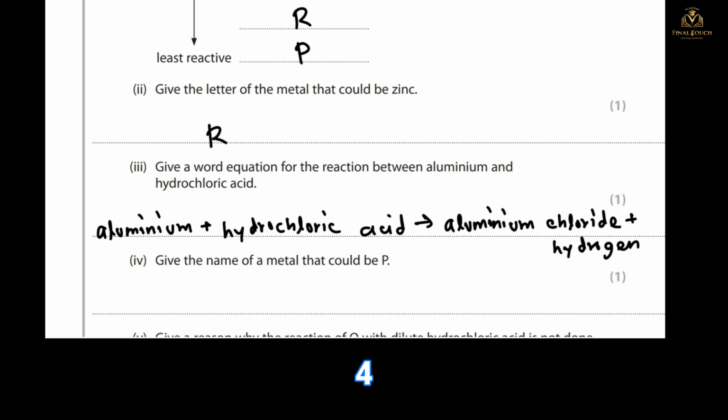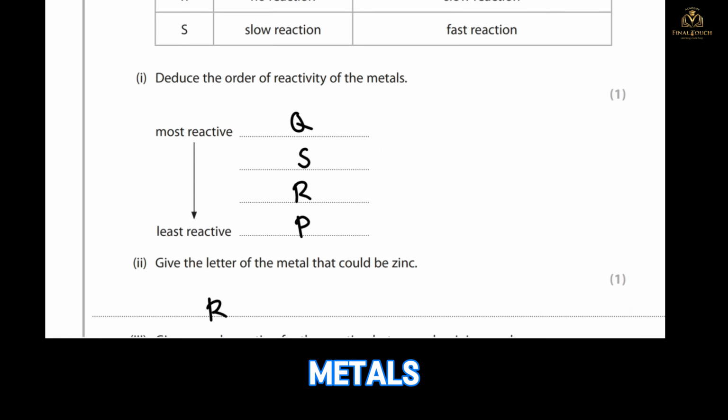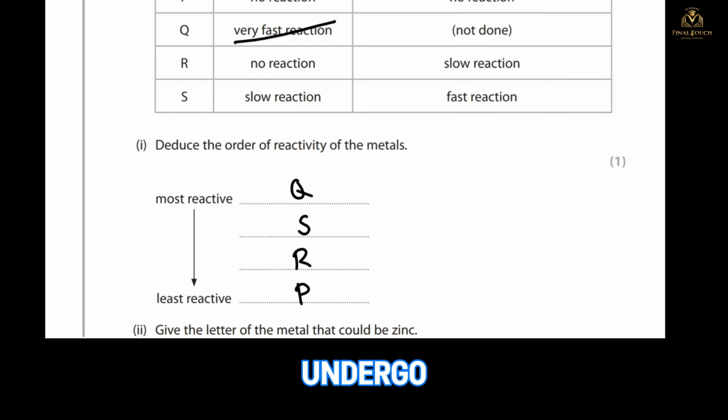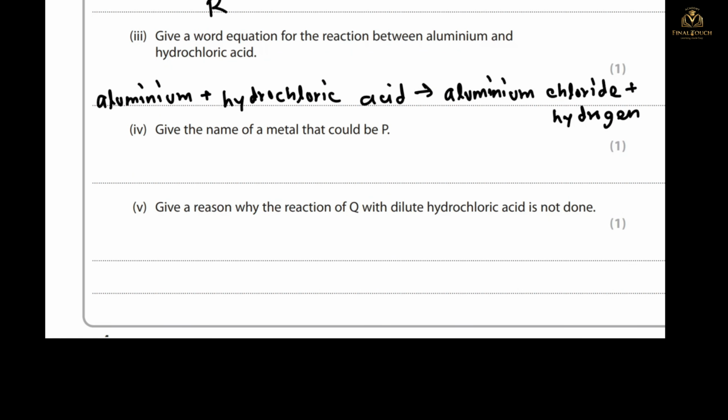So question 4 tells us to give the name of the metal that could be P. So P could be any of the metals since P does not undergo reactions with either of the given reactants. So it could be copper, silver, or gold.